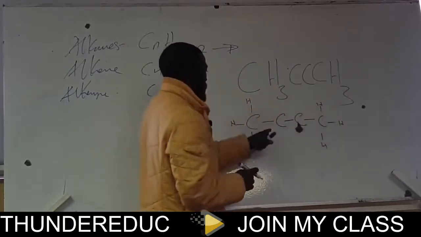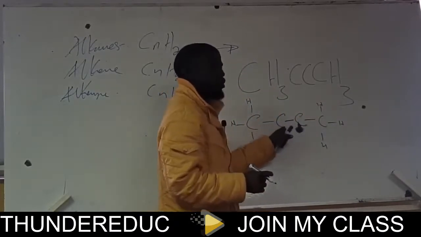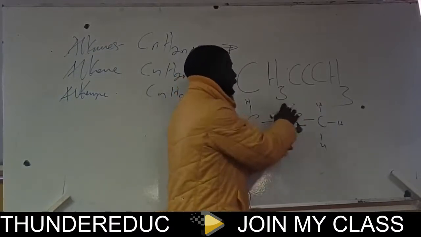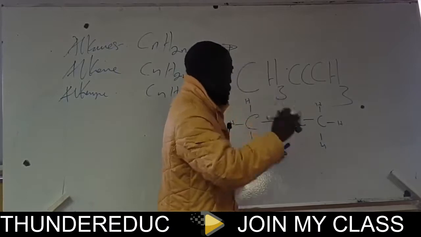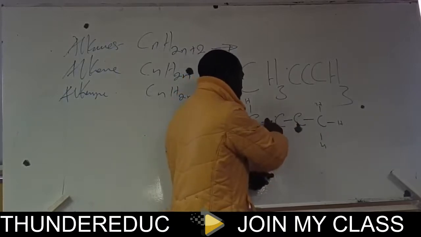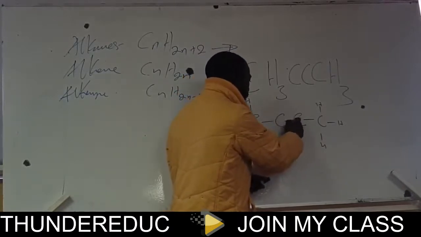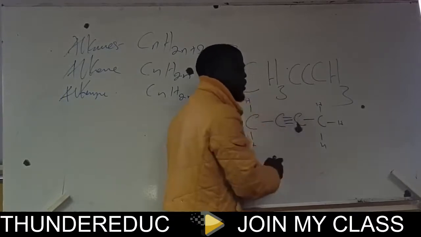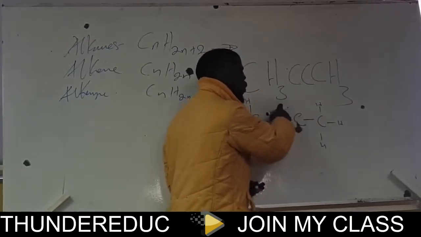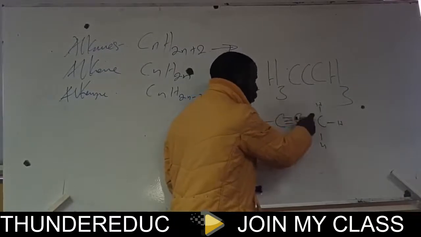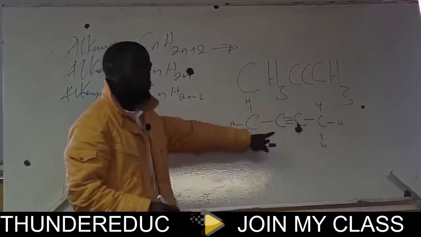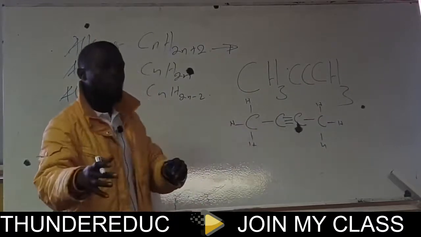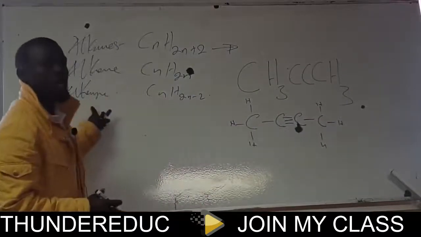If I have no hydrogen here, what does it mean? It means that I have to make sure that there are four bonds. So I have, for this one, 1, 2. So I have to add another one. 1, 2, 3, not yet 4. I have to add another one. 1, 2, 3, 4. You see? Now it means that the structure looks like this. Now you ask yourself, the one which has a triple bond is an alkyne.